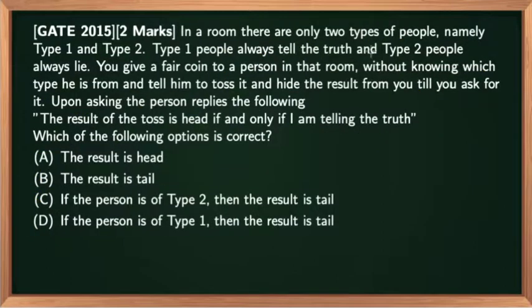In a room there are only two types of people, namely type 1 and type 2. Type 1 people always tell the truth and type 2 people always lie. You give a fair coin to a person in that room without knowing which type he is from and tell him to toss it and hide the result from you till you ask for it. Upon asking, the person replies the following: the result of the toss is heads if and only if I am telling the truth. Which of the following options is correct?